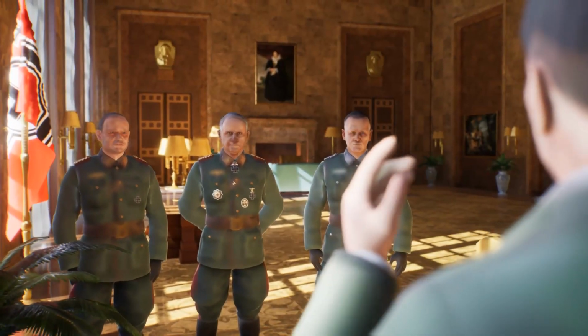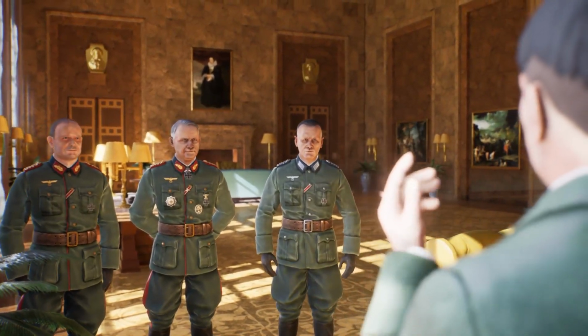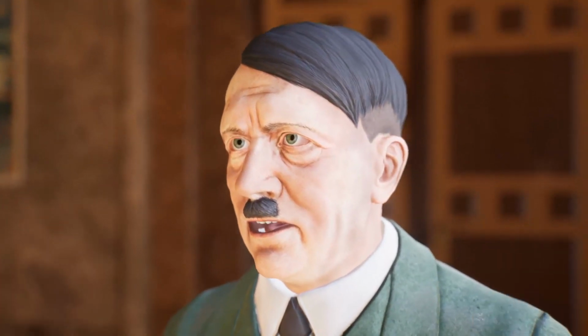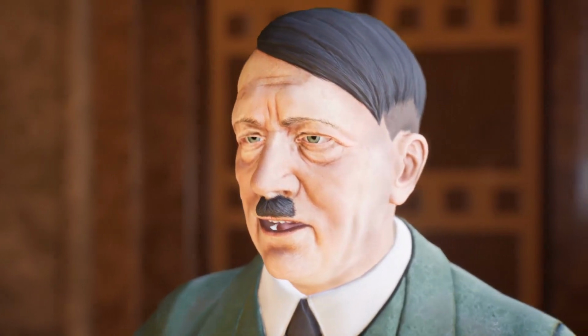The long-standing confrontation between the Germans and the British has come to an end. The Reich has never reached such greatness as today.